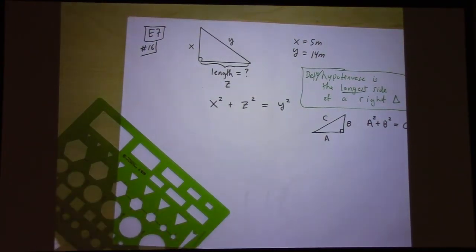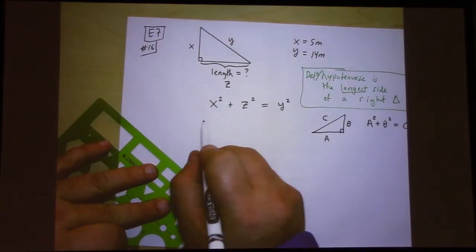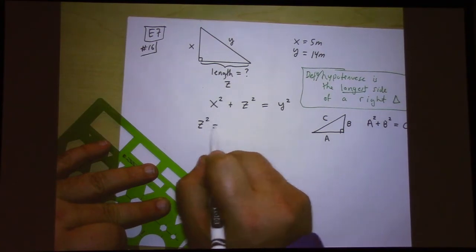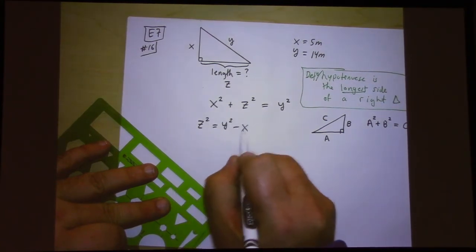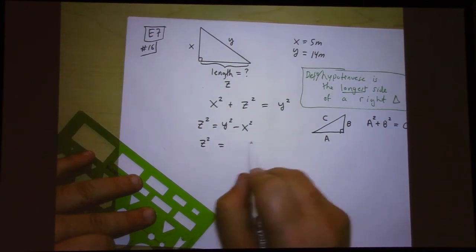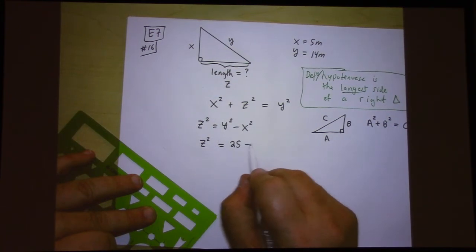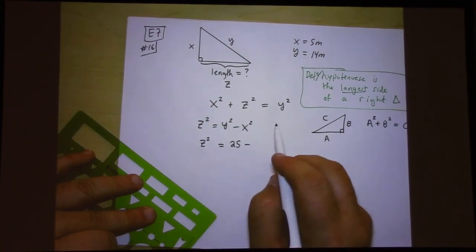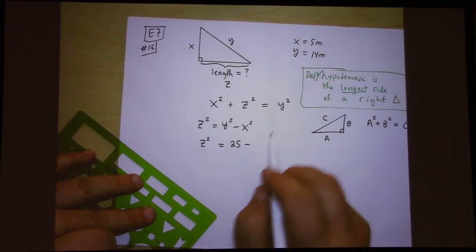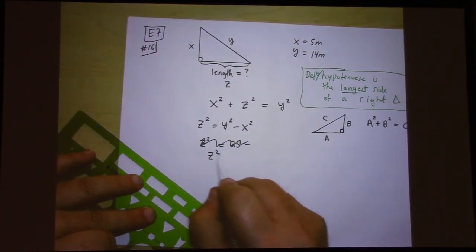So we're looking for Z. So what do we got? Algebraically, we've got Z squared is y squared minus x squared, which means Z squared is what? 25 minus what? Oh, I'm sorry, good grief, my bad. Z squared equals what? What's 14 squared?